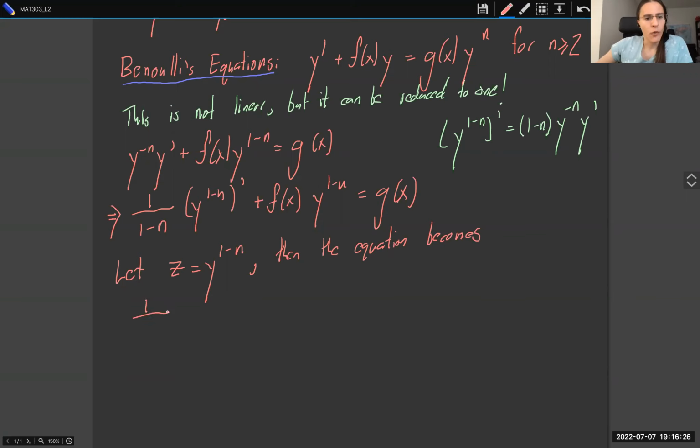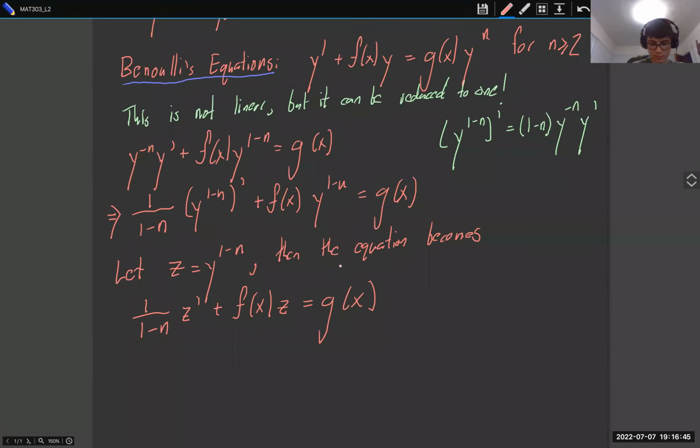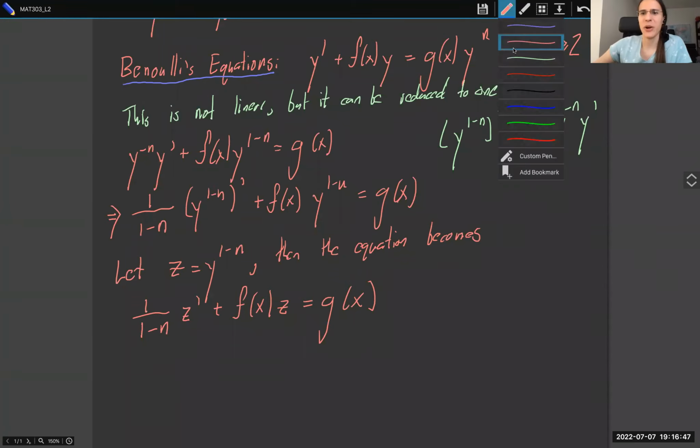Then the equation becomes 1 over 1 minus n times z prime plus f of x times z is equal to g of x. And so, of course, what kind of equation is this? Linear. Yeah, so it's a first order linear equation. And we know how to solve this, right?